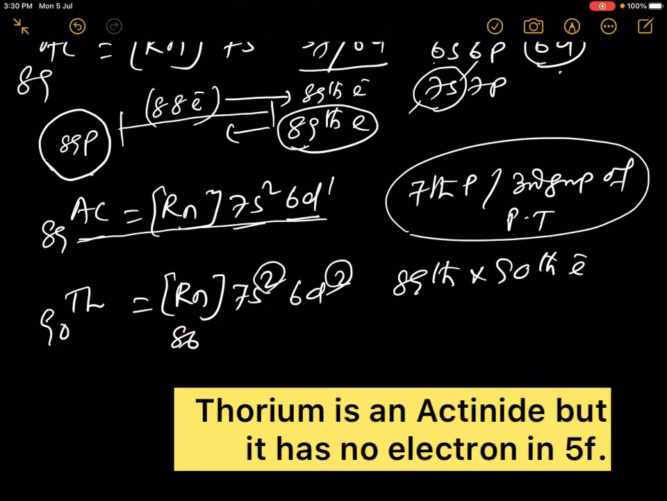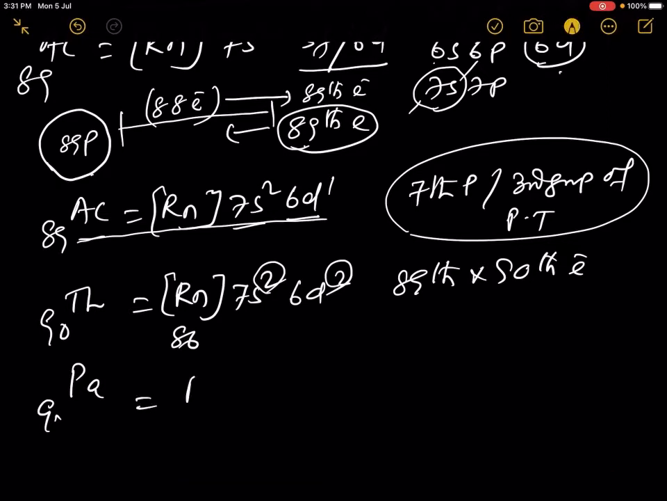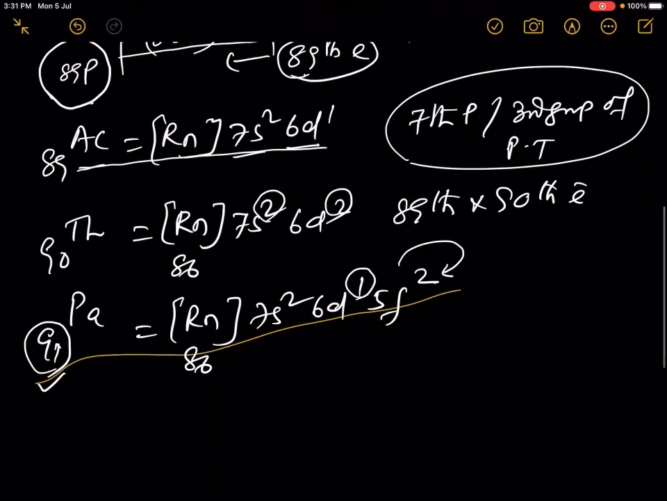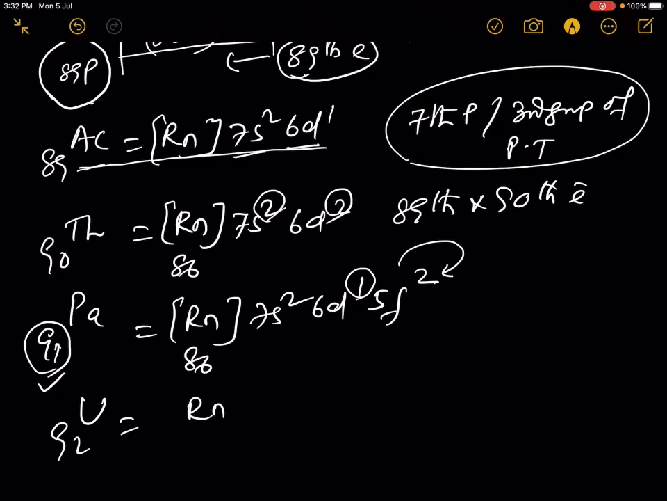After thorium, protactinium is there. Its atomic number is 91 and its configuration will be radon at the core 86, 7s2, 88, 6d carries 1 electron, then 5f contains 2 electrons. Then atomic number 92, uranium, Rn at the core, then 7s2, 6d1, 5f3.